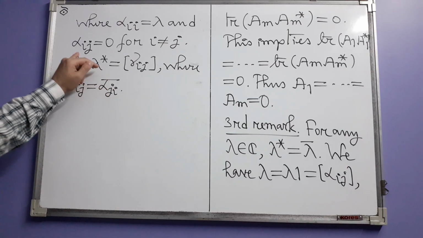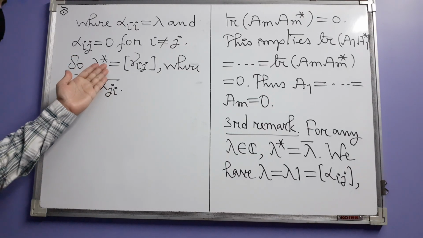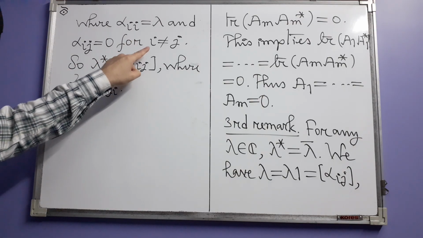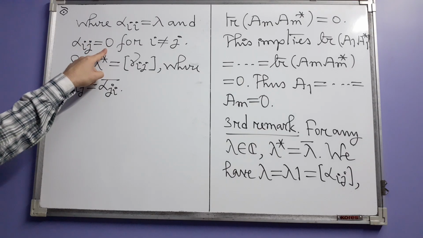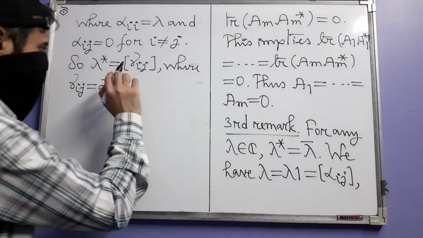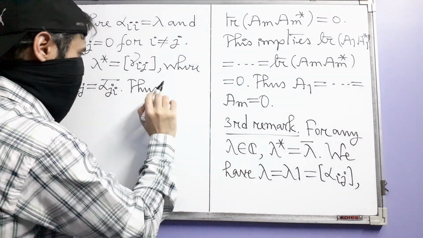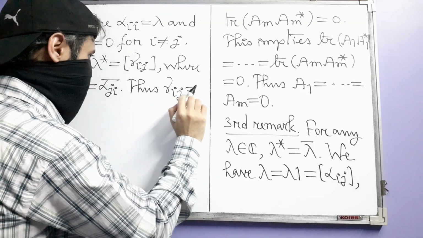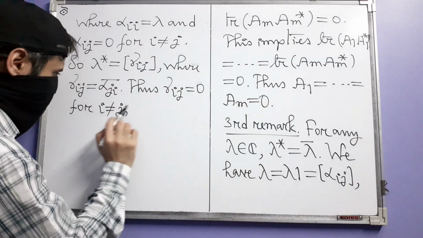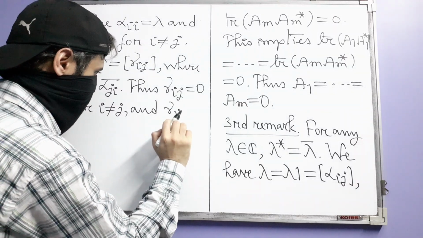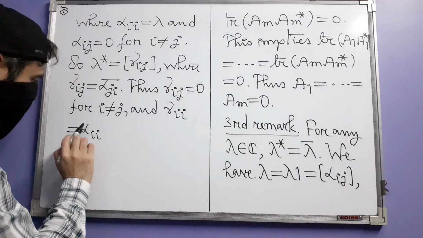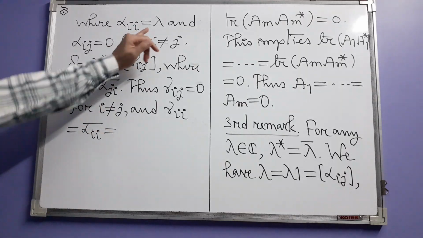So what shall we get as the off diagonal elements of this lambda star? Those gamma ij's where i and j are different, but for them alpha ij is equal to 0. So alpha ji is also equal to 0. So we are getting 0. Thus gamma ij is 0 for i not equal to j. And what about gamma ii? Gamma ii is alpha ii bar, that means lambda bar.